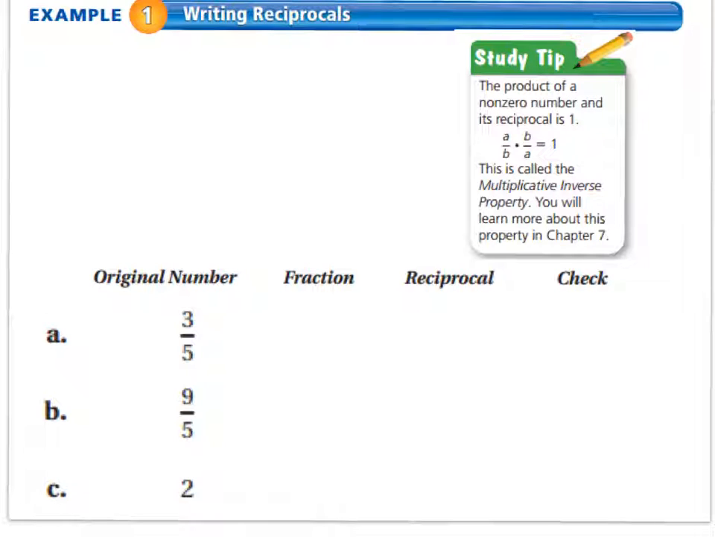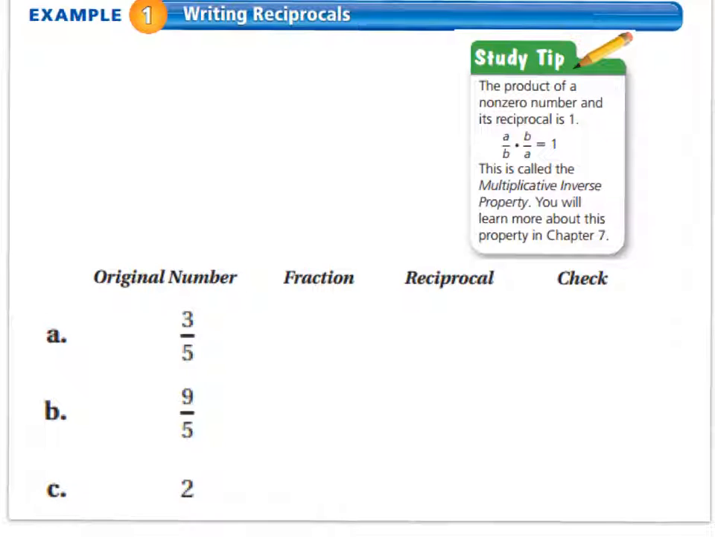The product of a non-zero number and its reciprocal is 1. Product is multiply. If you multiply a over b times b over a, you will get 1. This is called the multiplicative inverse property. You'll learn more about this property in Chapter 7.